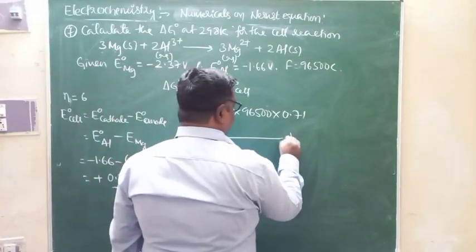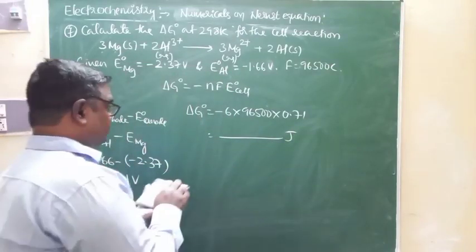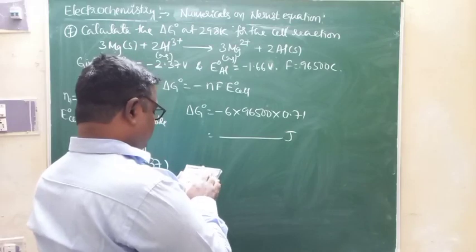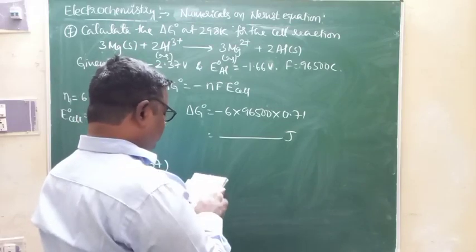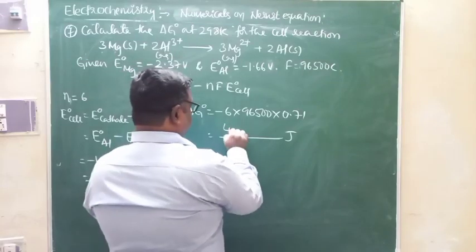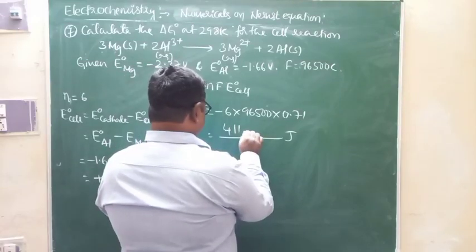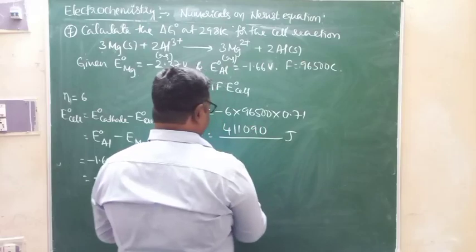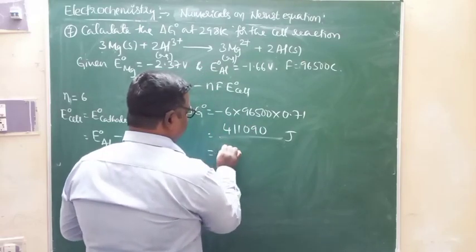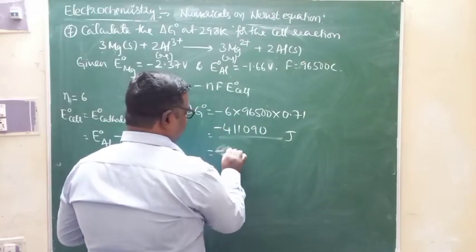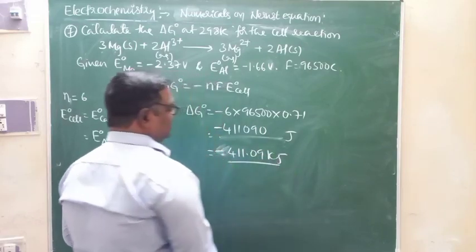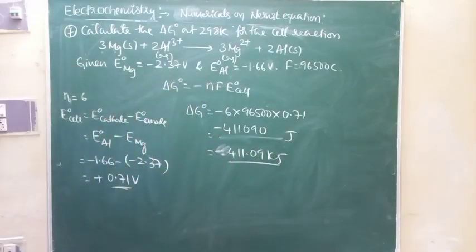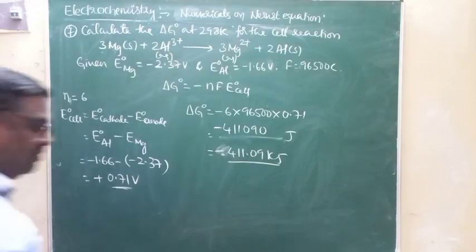You are going to get the answer in joules. 6 into 96,500 into 0.71 comes out to be about 411,090 joules, which is minus 411,090 joules. Or you can write it as minus 411.09 kilojoules. This is what we call delta G naught here.